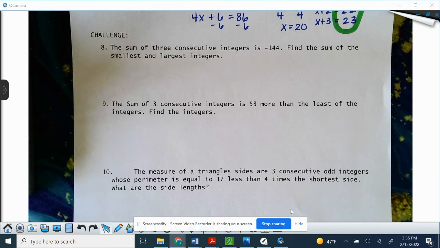All right, on to our challenge problem. So consecutive integers. Integers are whole numbers. Consecutive means they come in a row. You have two patterns, whether it be just consecutive and then the same pattern for even and odd consecutives.